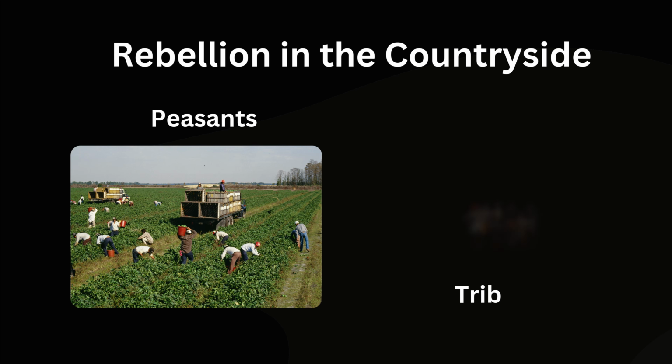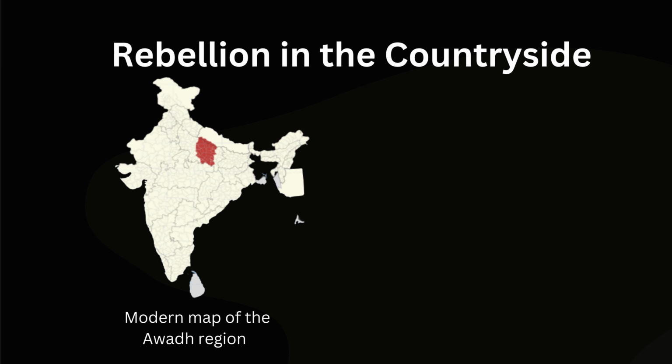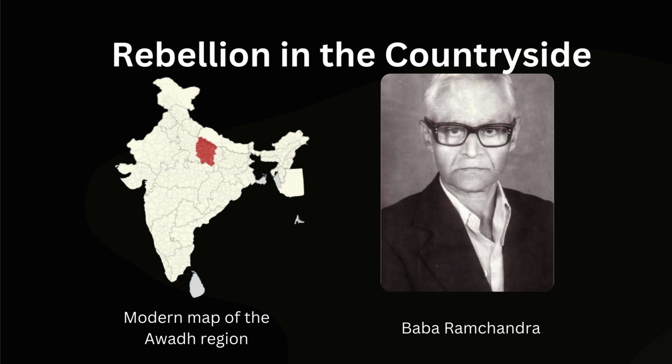The non-cooperation movement also drew into its fold the struggles of peasants and tribals. In Awadh, which is the present-day Uttar Pradesh, peasants were led by Baba Ramchandra, a sannyasi who had earlier been to Fiji as an indentured labourer. Now, an indentured labourer is someone who agrees to work for a specific period, usually without pay, in exchange for a debt or other obligation. He had faced oppression closely and hence took up the leadership of the peasant movement.